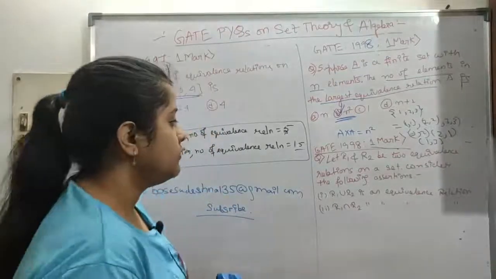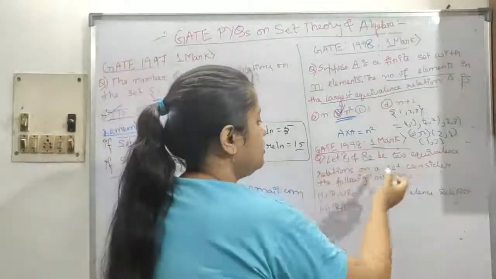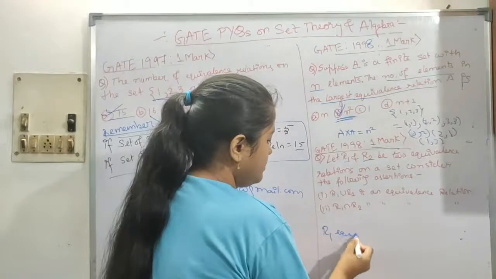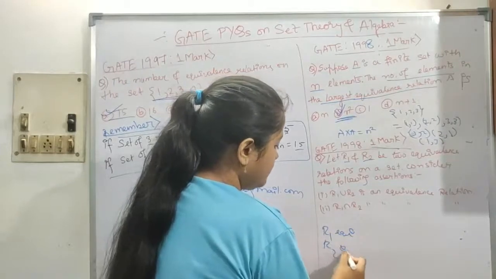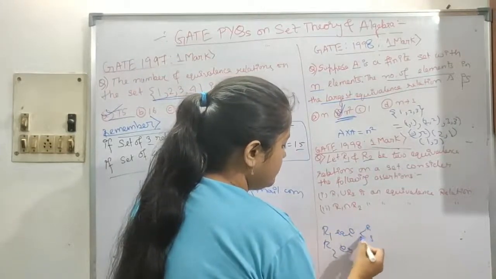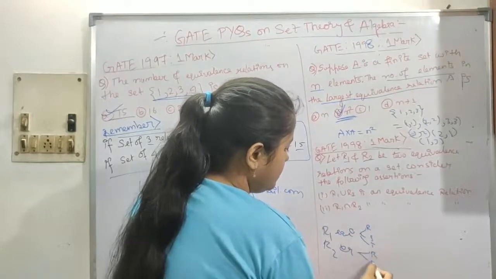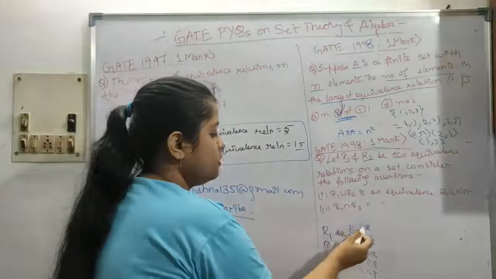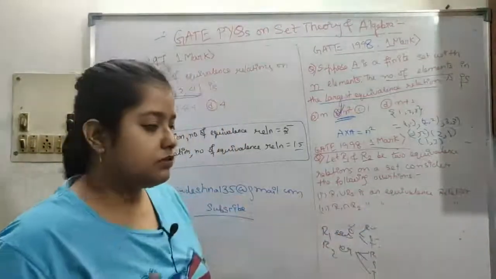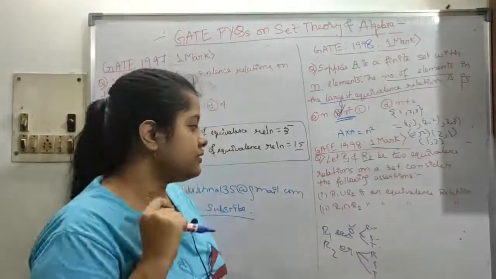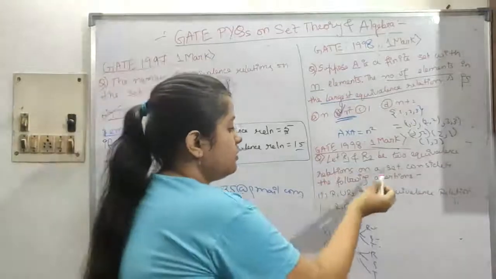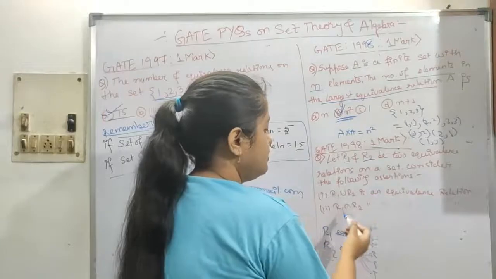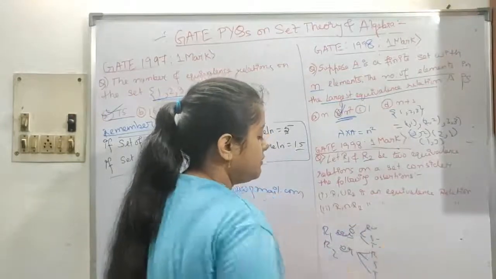Okay, so now let's see. R1 and R2 are two equivalence relations on a set. So R1 is an equivalence relation and R2 is an equivalence relation. Equivalence means reflexive, symmetric and transitive, all these are true. Now let's see the assertions. R1 union R2 is an equivalence relation. R1 intersection R2 is an equivalence relation.